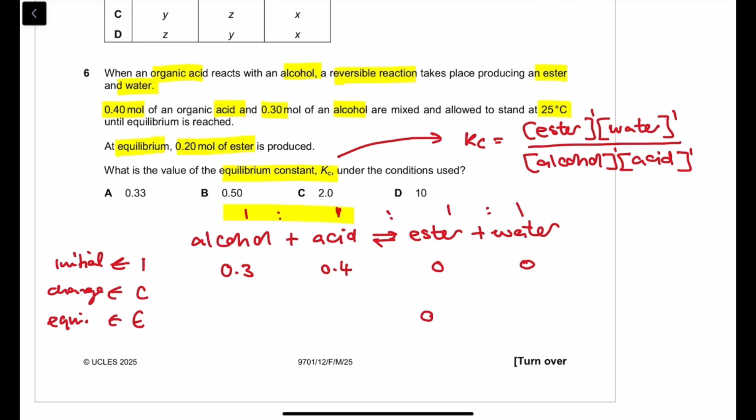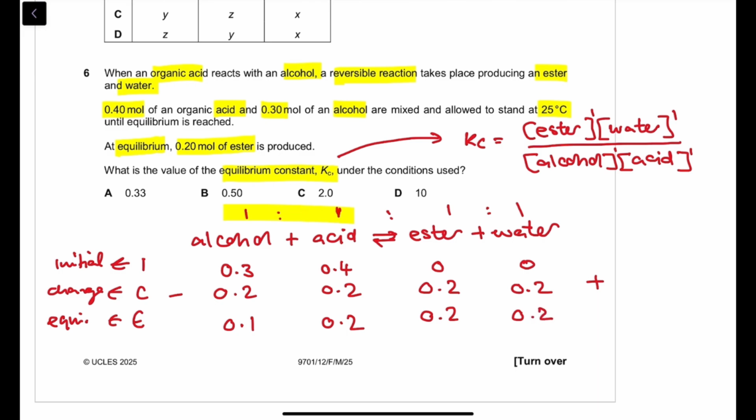It says there are 0.2 moles of ester at equilibrium, so that means there's a change in 0.2 from 0. Because there is a 1 to 1 to 1 to 1 molar ratio, the change is equal in all 4 of them. So 0.2, 0.2, 0.2. Now the number of ester moles has increased by 0.2, so that means the reactants must decrease. So the number of moles of alcohol at equilibrium are going to be 0.3 minus 0.2, which is 0.1, and acid is 0.4 minus 0.2, which is 0.2. And obviously the water moles, because it's a product, would have increased by 0.2 as well.